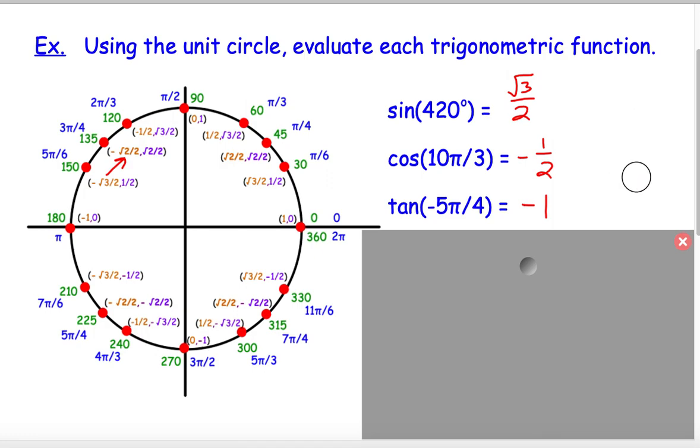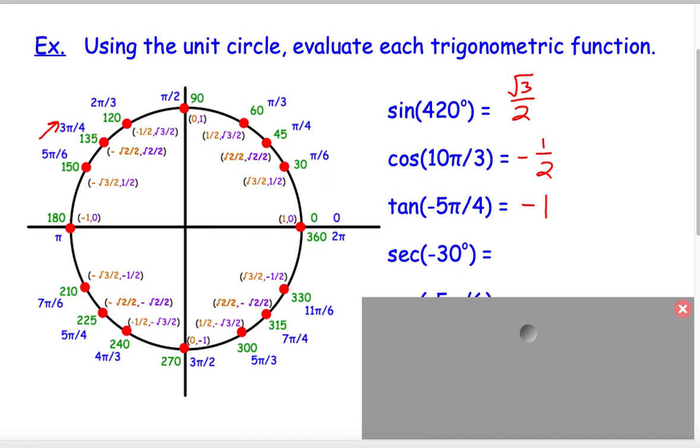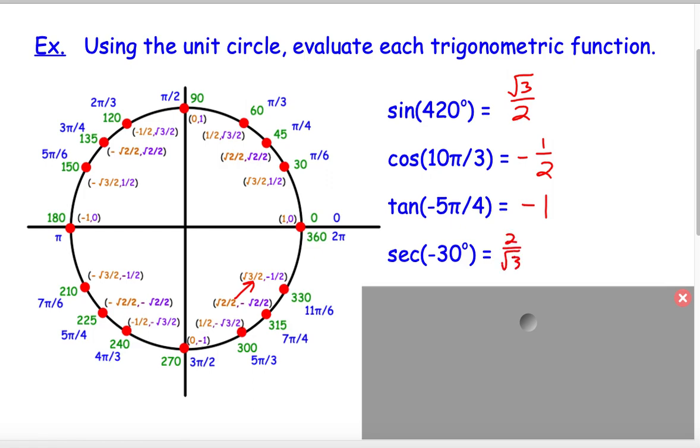So a couple different ways to think about it when we get these angles that are not angles on the unit circle, but they're coterminal with an angle on the unit circle. Secant of negative 30. Okay, so I'm going to go a little faster. So negative 30, I know positive 30 is there, so negative 30 is going to be right there, which is equivalent to 330. The secant is 1 over the cosine. The cosine was the x value, so the secant is going to be the reciprocal of that. So it's going to be 2 over root 3, and I'm going to rationalize this, so I don't have a square root in the denominator. So my final answer will be 2 root 3 over 3.